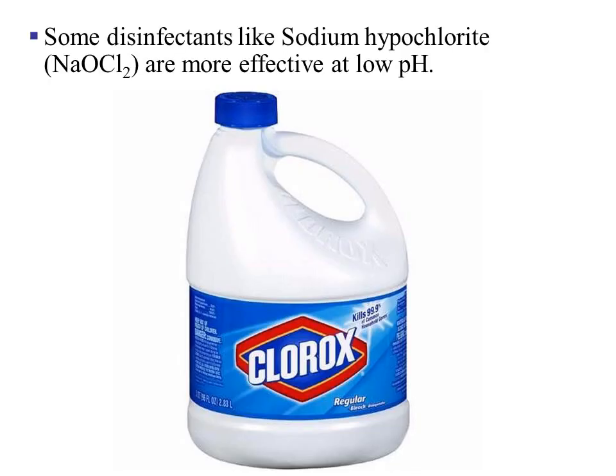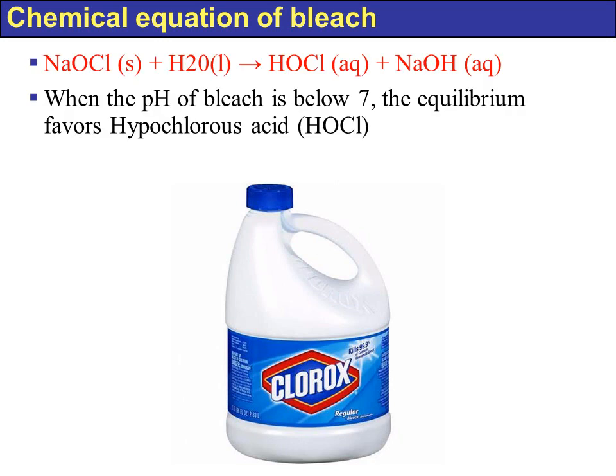The next factor to be considered when determining the effectiveness of disinfectants will be pH. Some disinfectants, like sodium hypochlorite, the active ingredient in bleach, are more effective at low pH. Here is the chemical equation of bleach when placed in water. When the pH of bleach is below 7, the equilibrium favors hypochlorous acid.